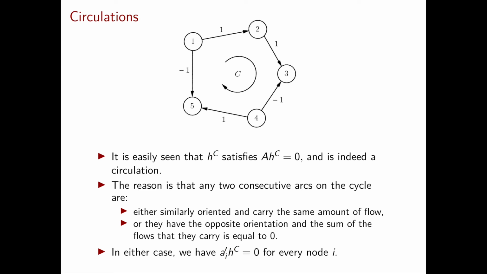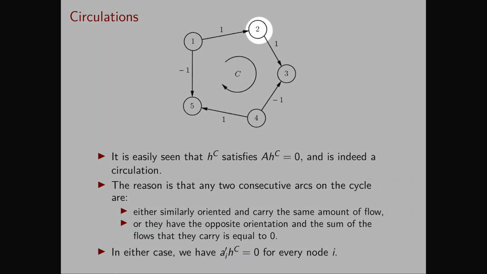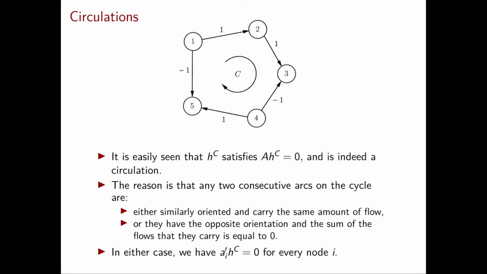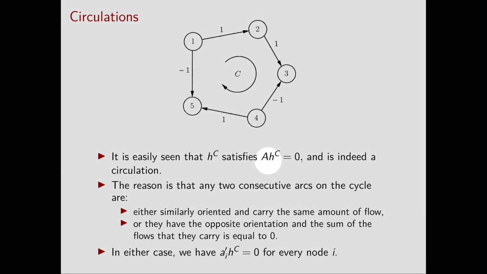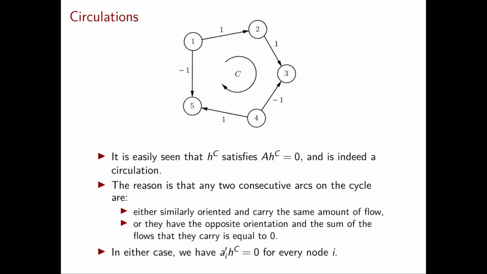Now let's consider the first case where the 2 arcs are oriented in the same way. These 2 arcs carry the same amount of flow, but one of them enters and one of them leaves the node we are considering. Therefore, the amount of flow that enters is equal to the amount of flow that leaves, and our flow conservation is satisfied at that node. Now the other case is when 2 consecutive arcs have the opposite orientation. In this case, the flow carried by the 2 arcs is opposite, and so it sums to 0. So also in this case, the flow conservation on that node is satisfied.